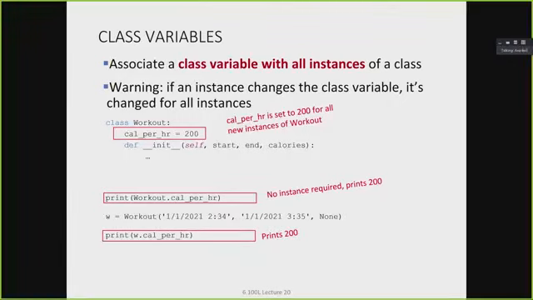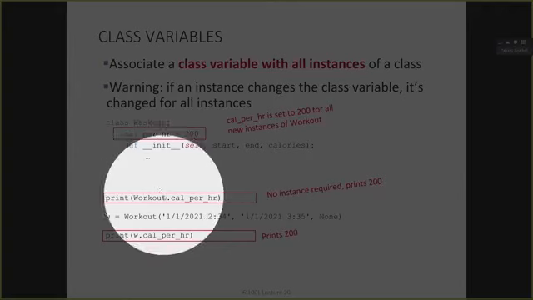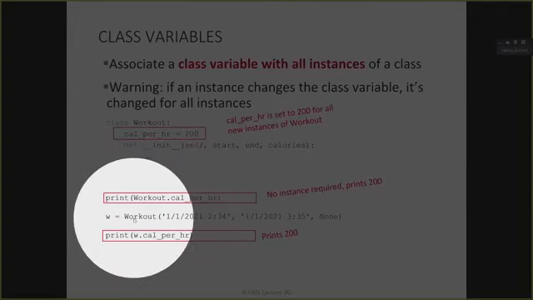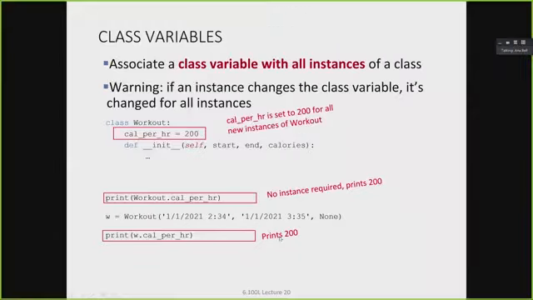Python will also be happy to tell you what that value is if you access it through an instance. So here I've created an actual instance of type workout. I'm not calling the cal per hour on the name of my class. I'm just grabbing it through one of my instances. And if I print instance.cal per hour, Python will also happily tell me what that value is.